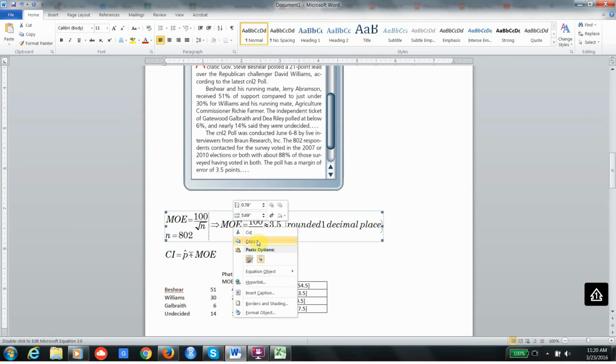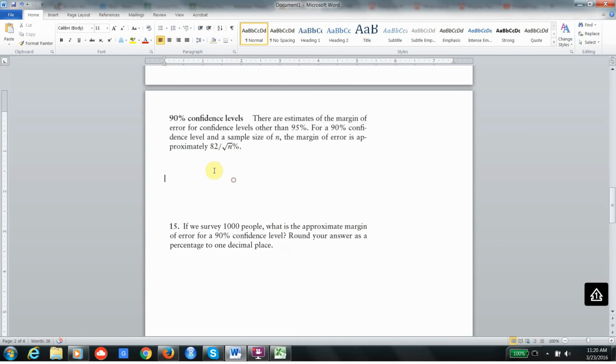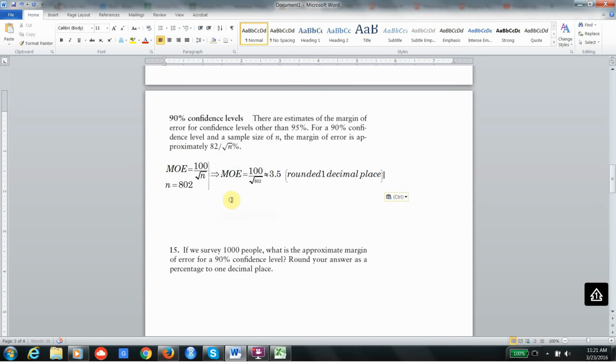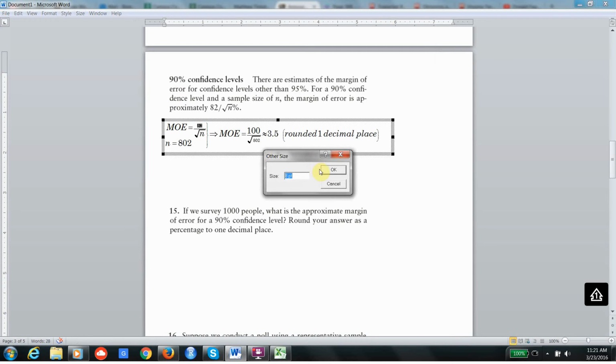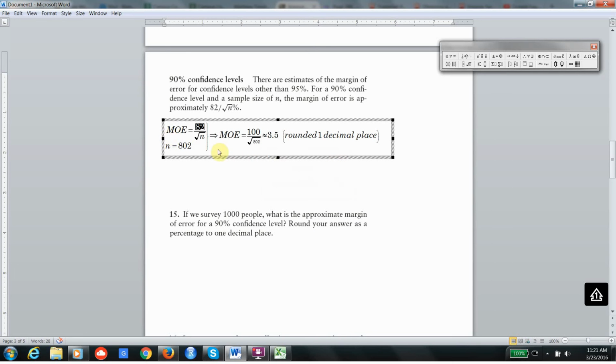So for this case, we're going to use this formula right here. For the 90% confidence interval, the margin of error is equal to 82 divided by the square root of n. Notice that if I give you a different confidence level, I'm going to have to tell you what this formula is. There's no way that you could know. Well, there is a way, but we haven't studied it. So there's no way in this class that we could know it's 82 divided by the square root of n.